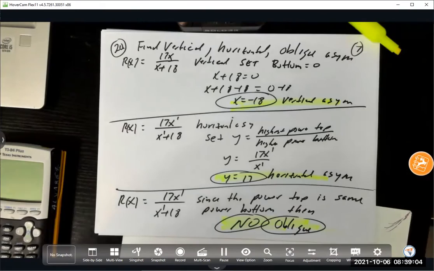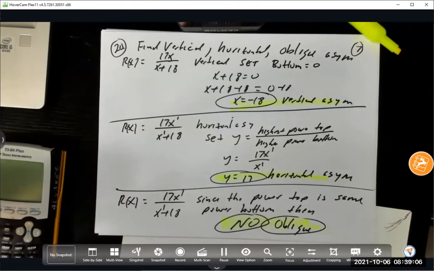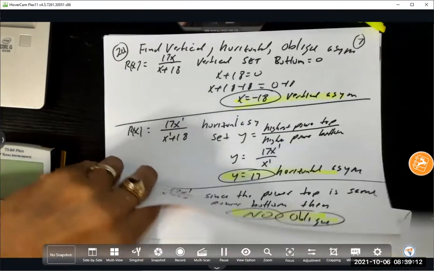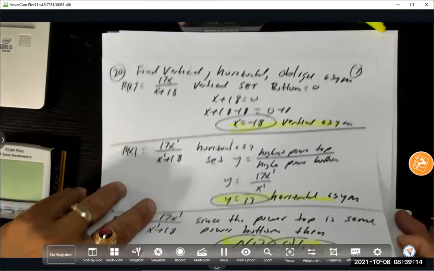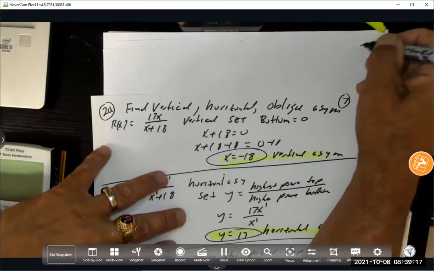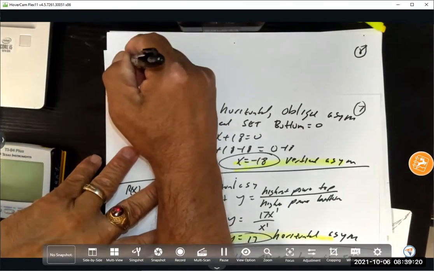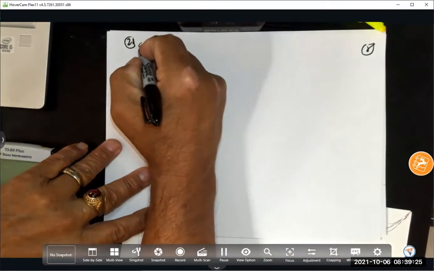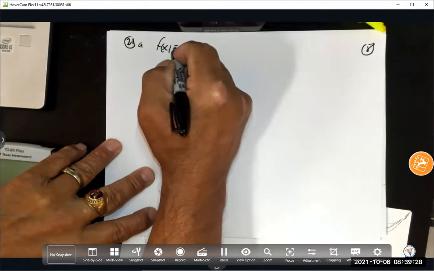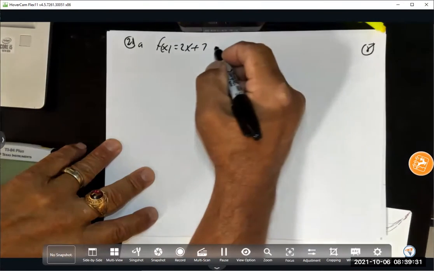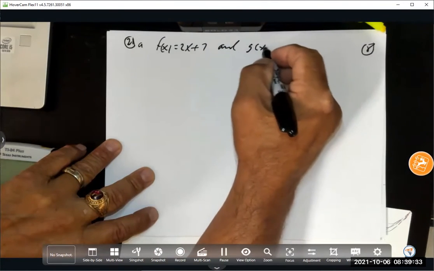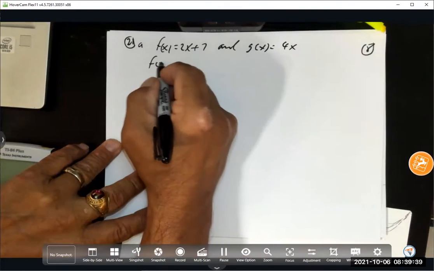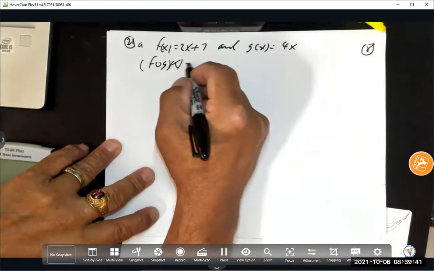Okay. All right, I'm gonna go to 21. Let's see if this comes back to you. Hopefully, yes. All right. Number 21. All right, this one. It gives you a function like 21a. It said f of x was 2x plus 7 or whatever it was. And the other one, g of x, was 4x. So it says find f circle g of x. And I told you that was called composites.